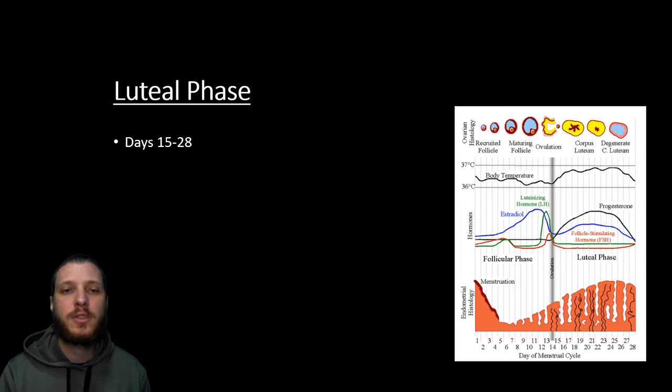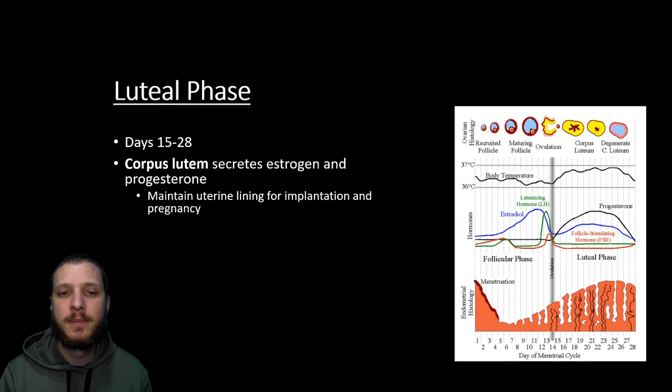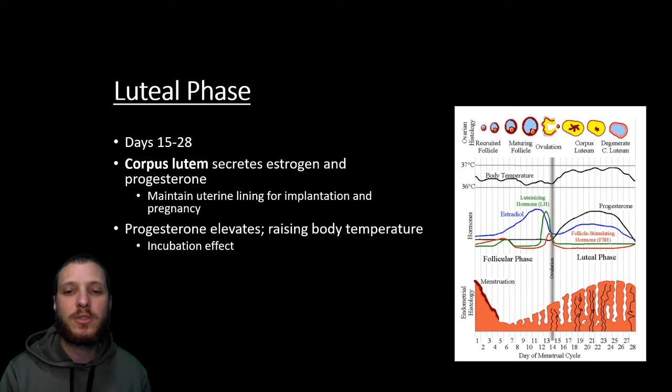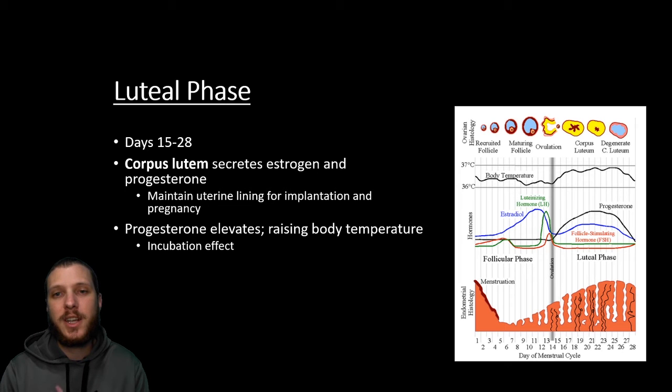And then the last phase, the third phase, is going to be the luteal phase, for days 15 through 28, so the remaining days of the cycle. Again, that corpus luteum is going to secrete estrogen and progesterone to maintain that uterine lining for any implantation for pregnancy. Progesterone is going to elevate. This is what's going to raise the body temperature. So the same way a chicken sits on an egg to incubate it, progesterone's job is to increase the body temperature to help incubate that egg and help it to grow.